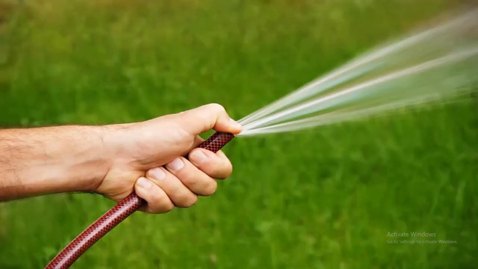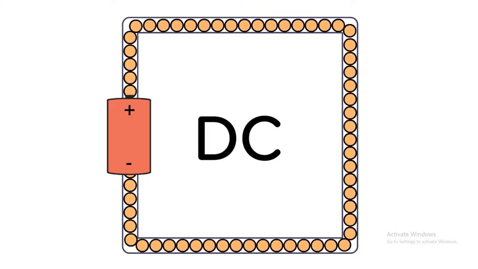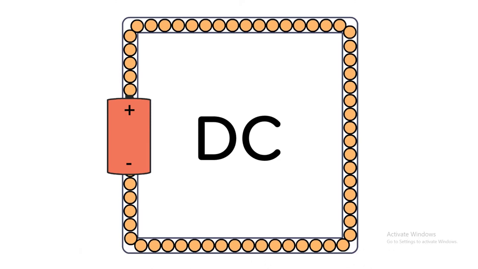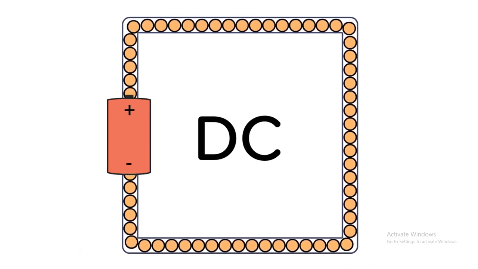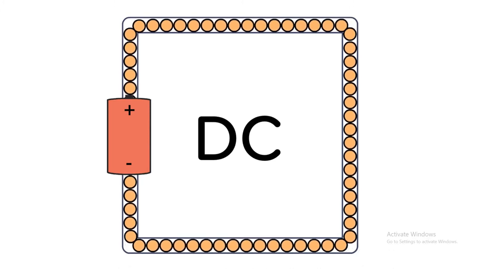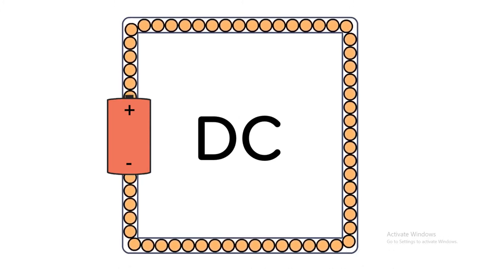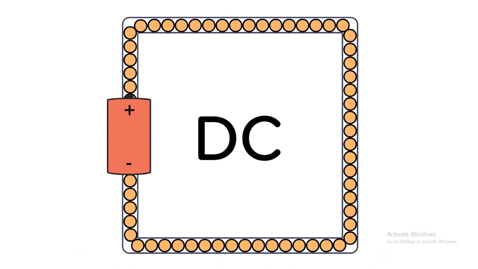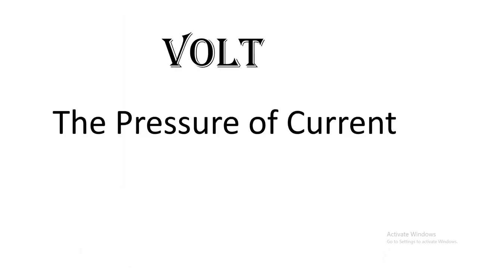You can see here when the water is flowing through a pipe and you keep the finger on the tip of the pipe, the water comes under pressure. So here the pressure is called voltage. In electronics language, the pressure of these charges is called voltage. You can see here the electron is flowing from the positive to negative side. So the pressure of this electron or the charges is called volt. The pressure of current is called volt.